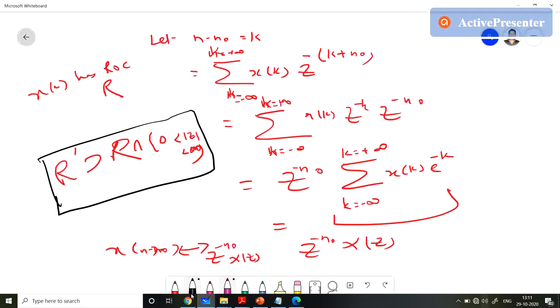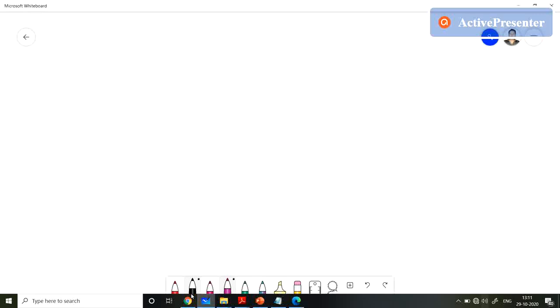So let us take an example, then we will understand better. Let us take an example of delta[n - 1]. Delta[n] has the z-transform equal to 1, that is z raised to the power 0. Now what is the z-transform of delta[n - 1]?